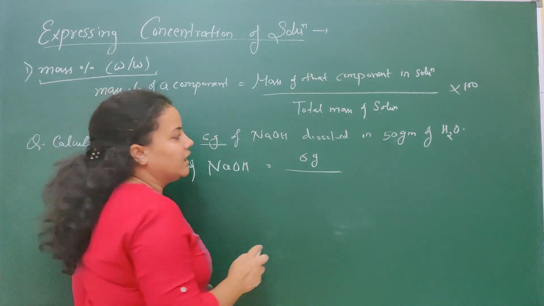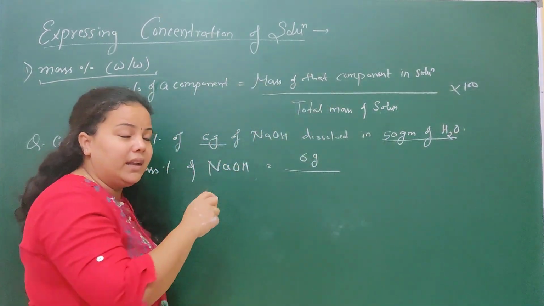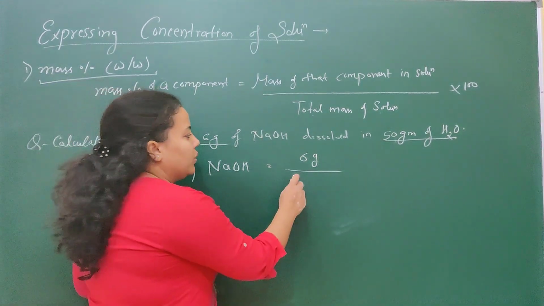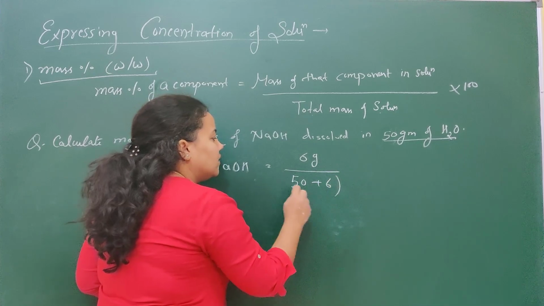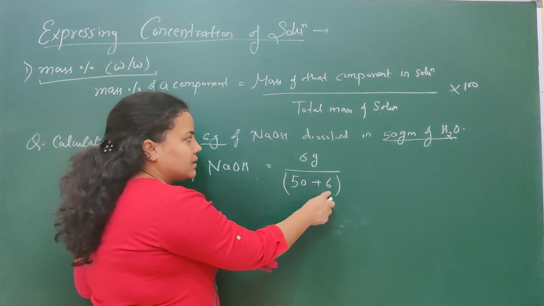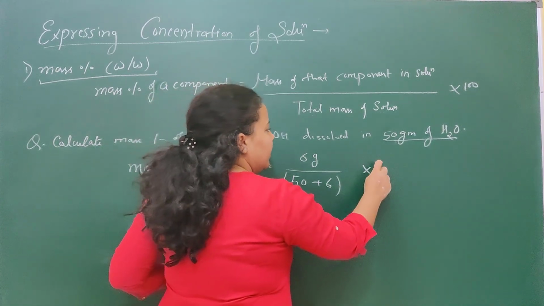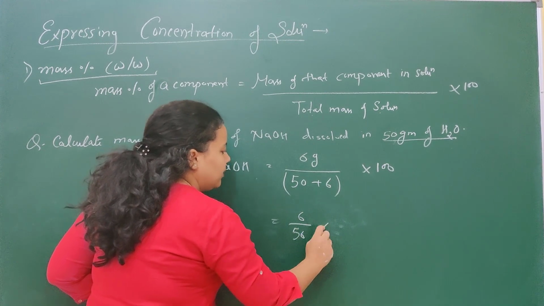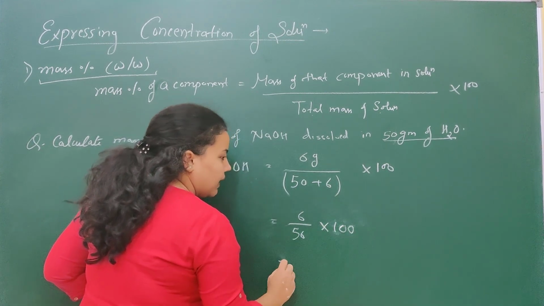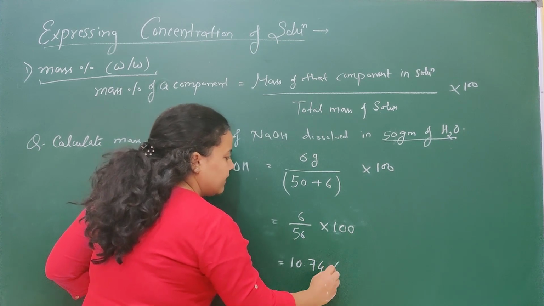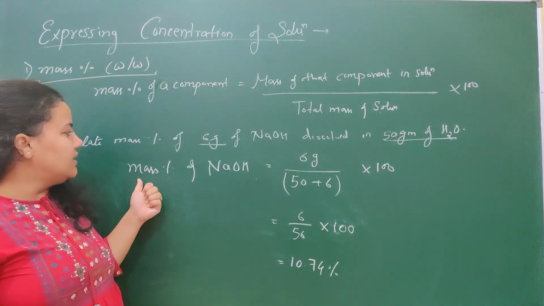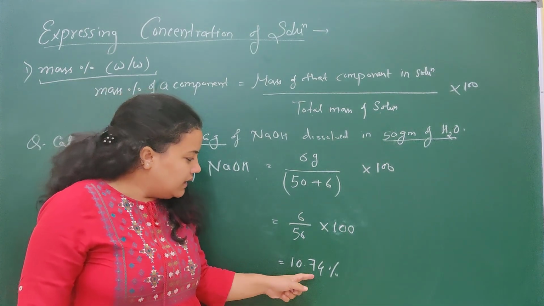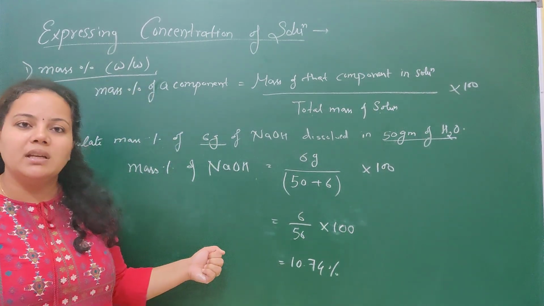Now how will a solution be made? Your water and your NaOH, that is solvent and solute, when mixed, then your solution is made. So I am going to add what? Mass of water plus mass of NaOH, into 100. So what value will I be getting? I'll be getting 10.74%. So mass percent of NaOH is 10.74%. That means this much percent of NaOH is present in your solution.